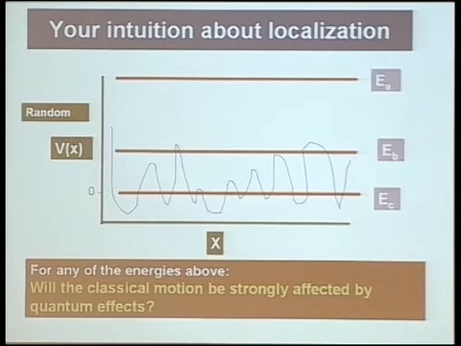I say, what is your intuition about localization? You place a wave packet here, and of course you expect that it won't move much. Here, you don't know. Here, intuitively, you may think that the particle will move, even quantum mechanically. But then Anderson said, or Thouless said, that this is not the case. And then somebody asked me a question, which was one of the motivations to start this project.